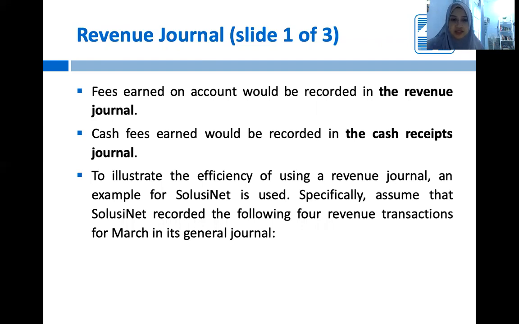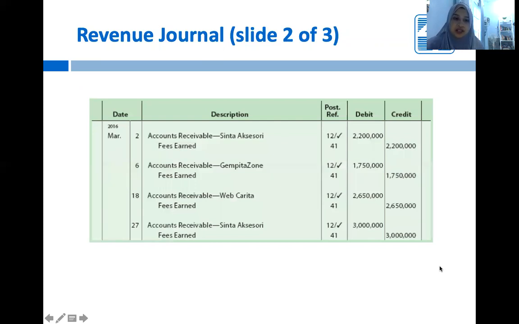Let's say the company in the example just now, Solusinet, they have 4 revenue transactions for March in its general journal. They are providing services to these three customers, but there are 4 transactions: Sinta Accessory, Gempita Zone, Web Clarita, and again Sinta Accessory. If it is in general journal, then this transaction will be recorded again and again, and it's very identical, or the same.